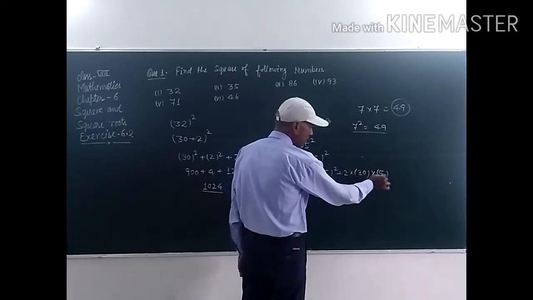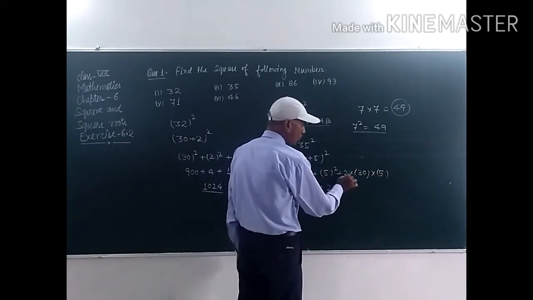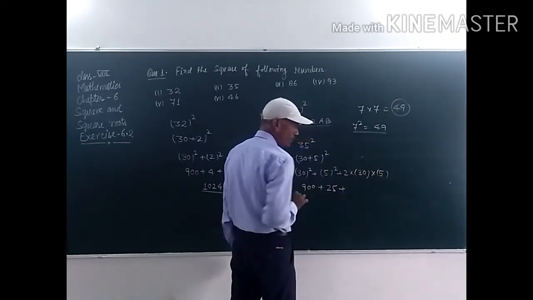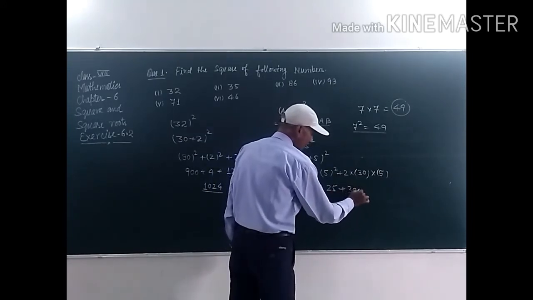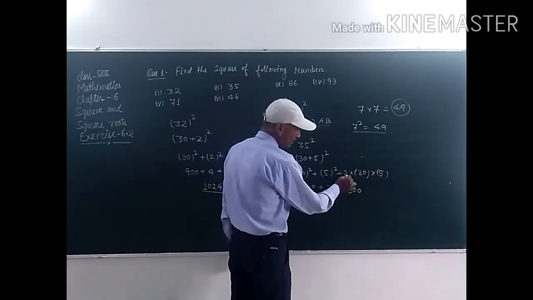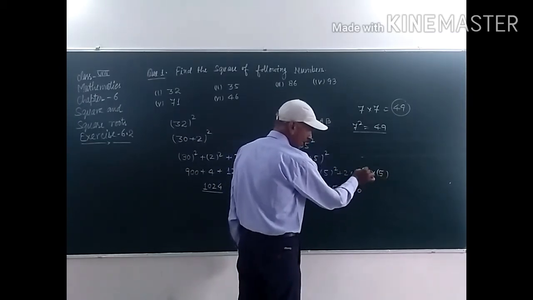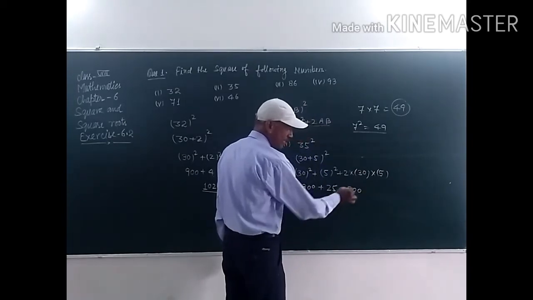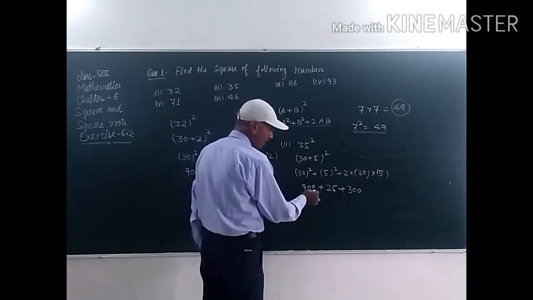2 3s are 6, 5 6s are 30. Clear, student? 2 3s are 6, 5 6s are 30, followed by one more 0, that is 300. We multiplied this 2 with 3, 2 3s are 6, 5 6s are 30, and one more 0, 30 and a 0, that is 300. Now we have to add these numbers.